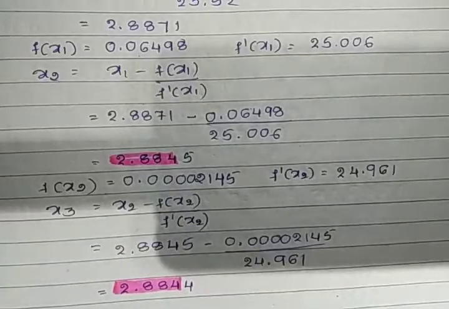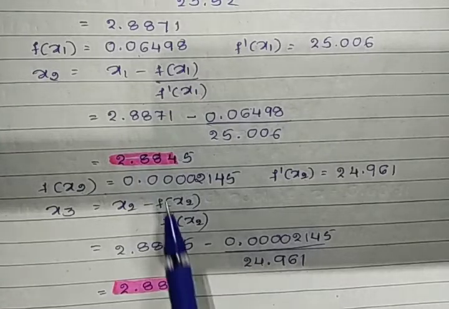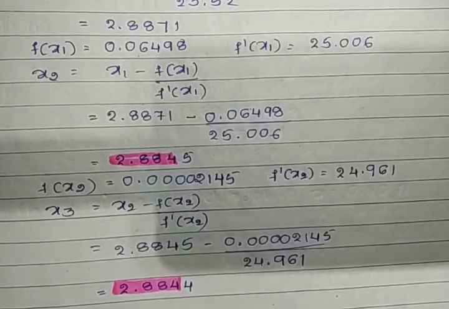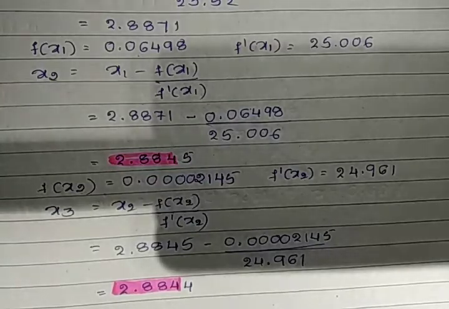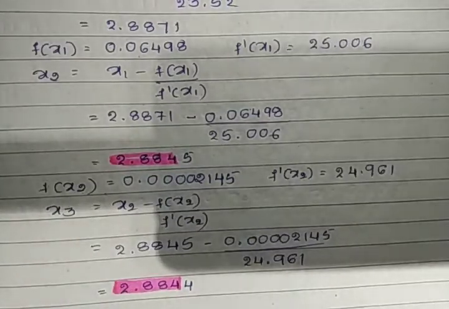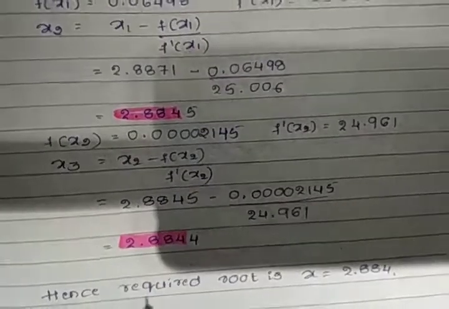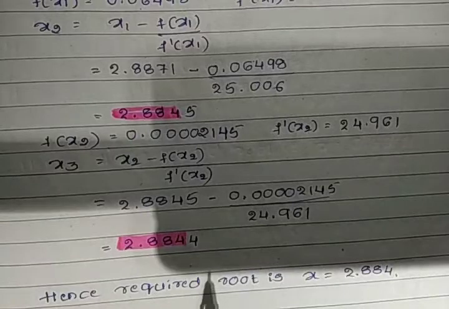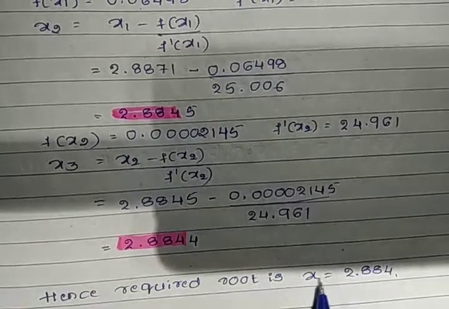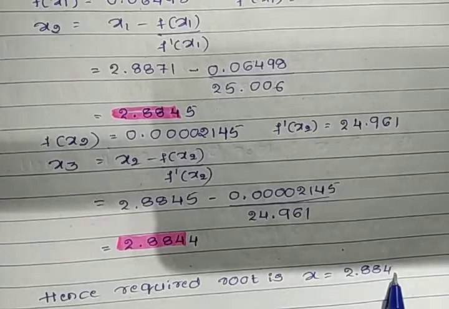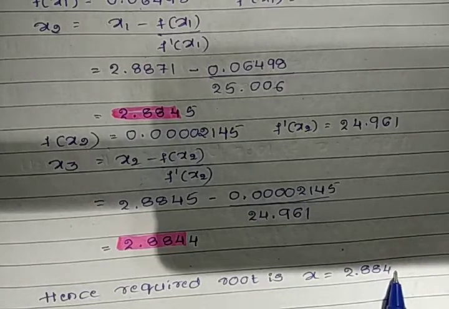It means the three decimal place answers are the same, that is 2.884 and 2.884. Three decimal values we have got similar, therefore further simplification is not required. We have to conclude here that the required real root for the given equation, that is x cube minus 24, is x is equal to 2.884. This is the required root value for the given example.